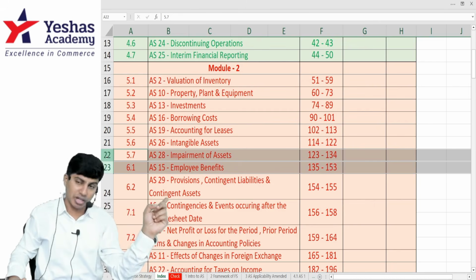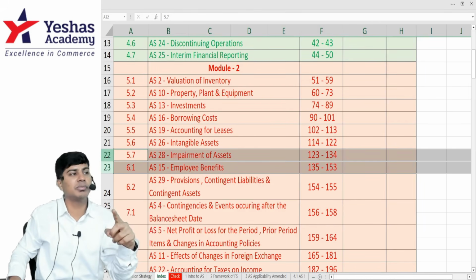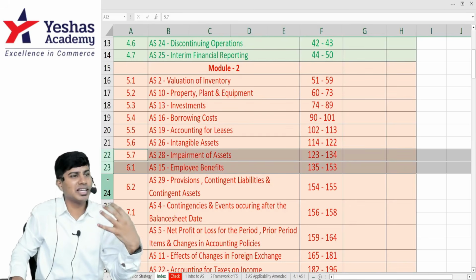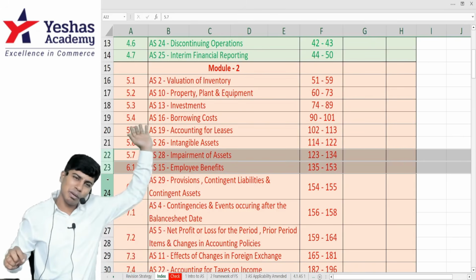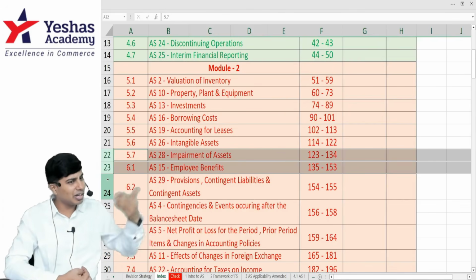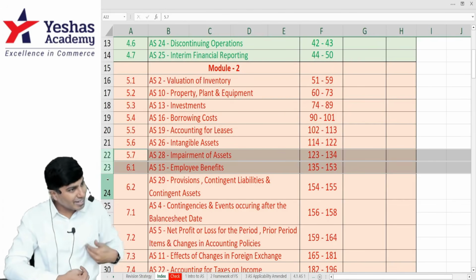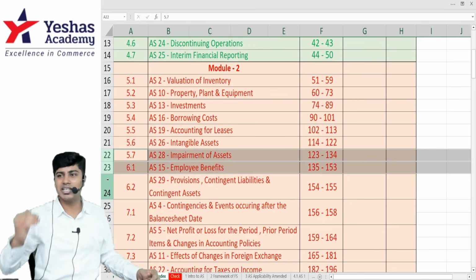Whatever they read in Inter, you're reading in foundation. Whatever they read in foundation is not even part of your syllabus. So the examination level is increasing. You're reading more things than what people were reading earlier. What I read in final, you're reading in Inter. What I read in Inter, you're reading in foundation. So the game is going up. The level of the game is increasing day by day.